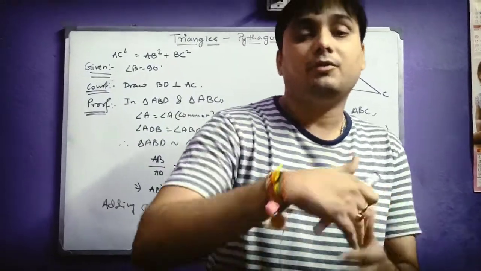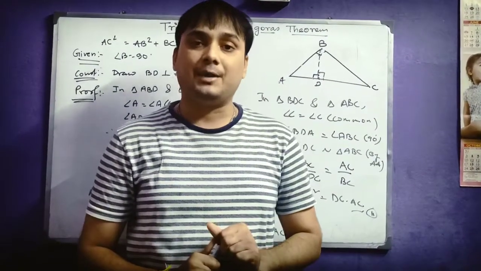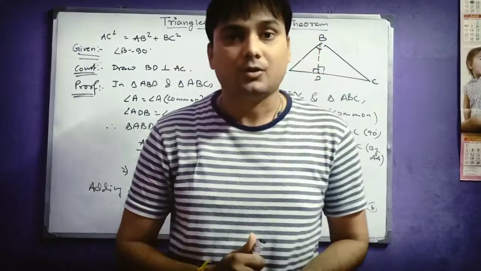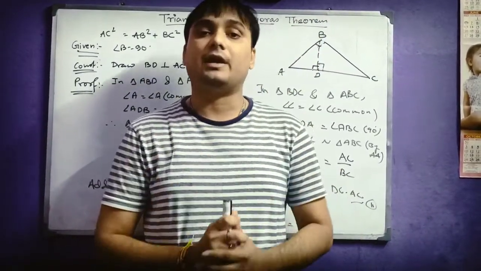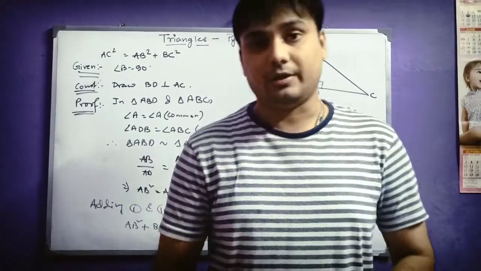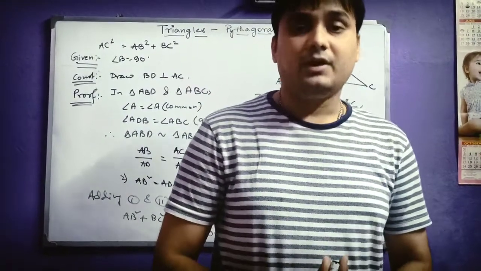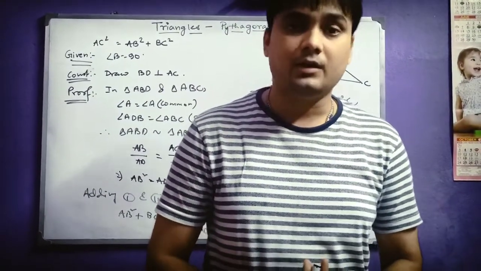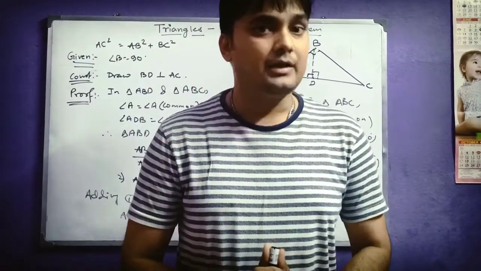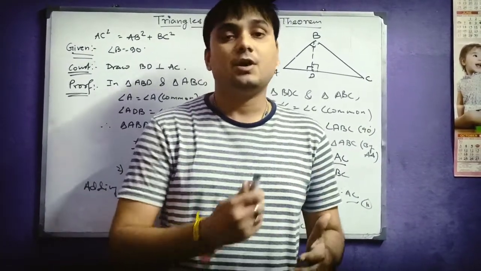But now you just reverse it. If you know that the square of the hypotenuse is equal to the sum of the squares of the other two sides of the triangle, then you can conclude that that particular triangle will be a right angle triangle. This is what the converse of the Pythagoras theorem is. So I repeat once again, the converse of the Pythagoras theorem states that if the square of the hypotenuse is equal to the sum of the squares of the other two sides of the triangle, then that triangle is a right angle triangle. It's just the reciprocal, or you can say the converse, of the Pythagoras theorem.